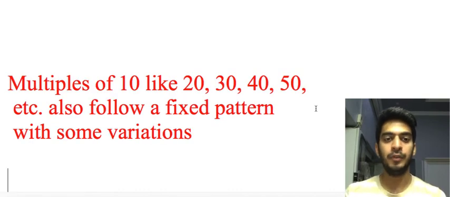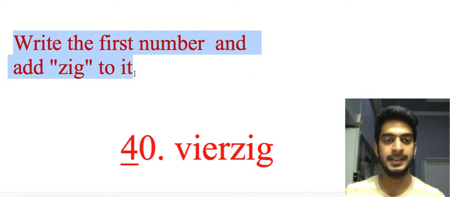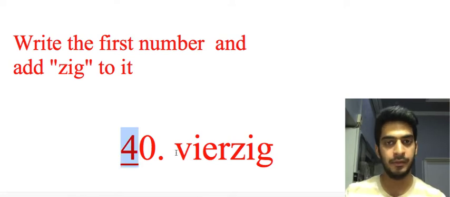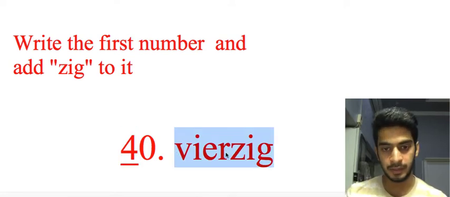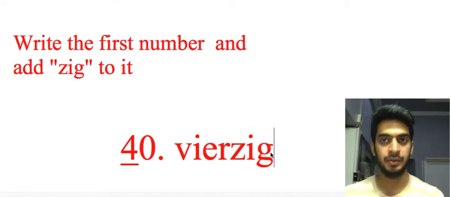Multiples of 10, like 20, 30, 40, 50, etc. also follow a fixed pattern with some variations. Write the first number and add zig. It means zig. We have to add zig at the end. Like we have number 40. So the first number is 4. So vier, then we have to add zig to it. Vierzig, number 40.